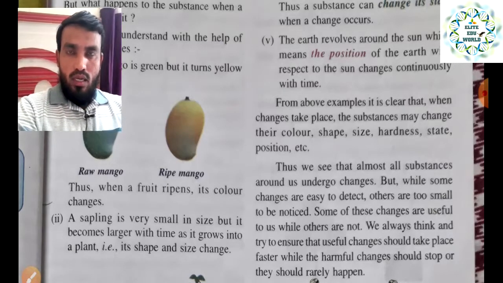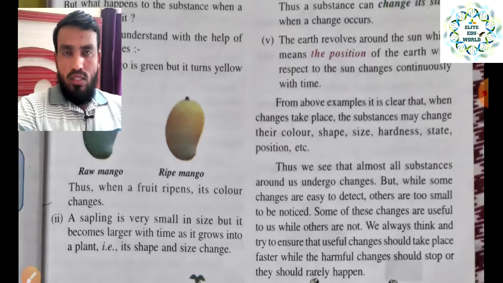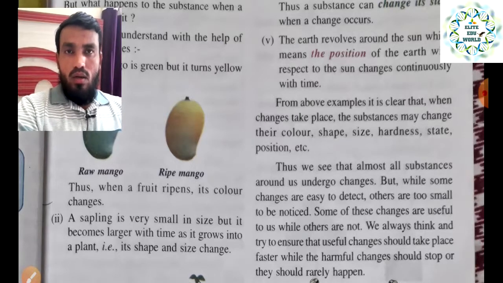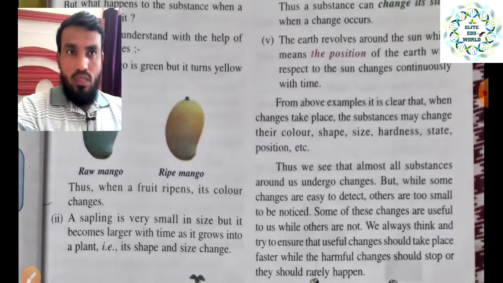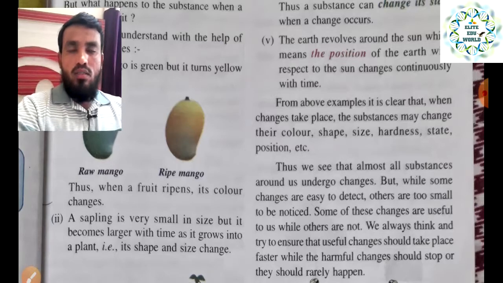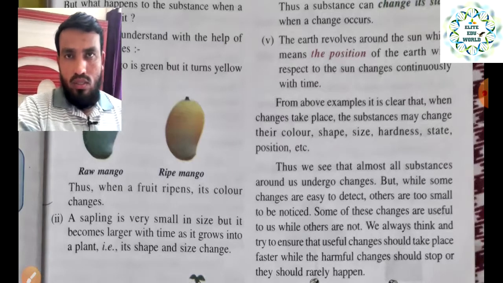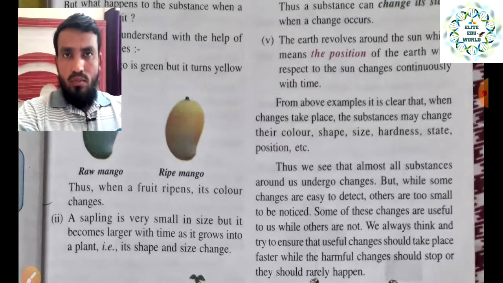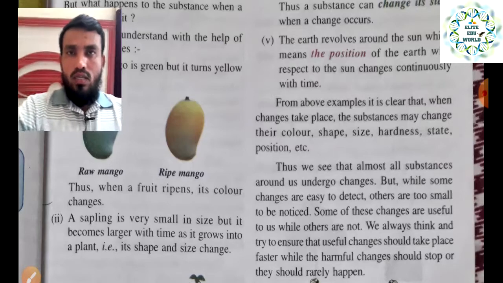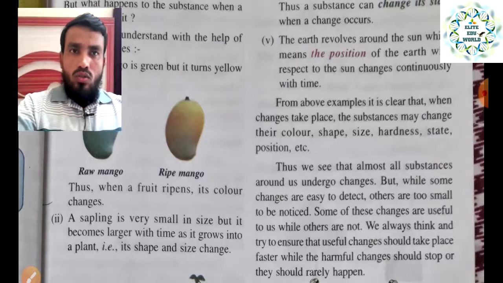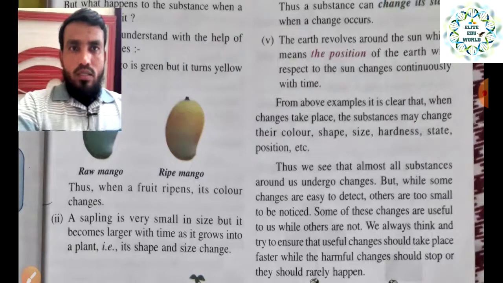So it can change color, shape, and hardness, meaning its state can change. Size can also change, from a small plant to a big plant or big tree, or the position can change. Like our earth is revolving continuously, changing position around the sun. We can see many examples that come under change, right? So now we will discuss this.